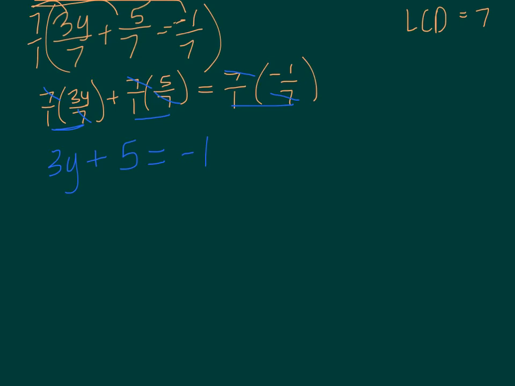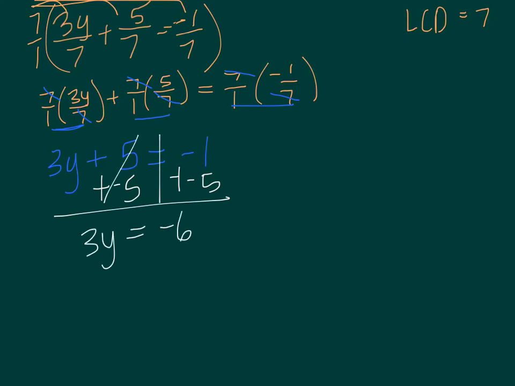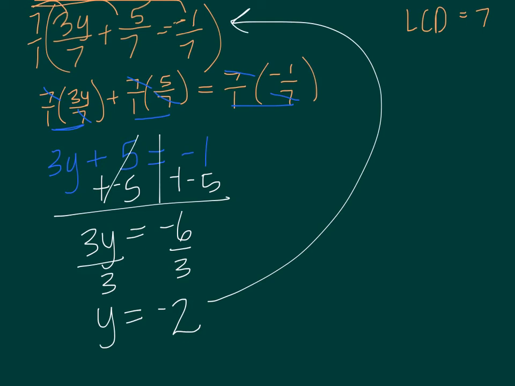Okay, what you should have done is subtract, or add a -5, to both sides to make this 3y equals -6. Divide by 3. So y equals, now remember, a negative divided by a positive is going to be a negative. So our answer is -2. And you can always go back to your original and check your answer.